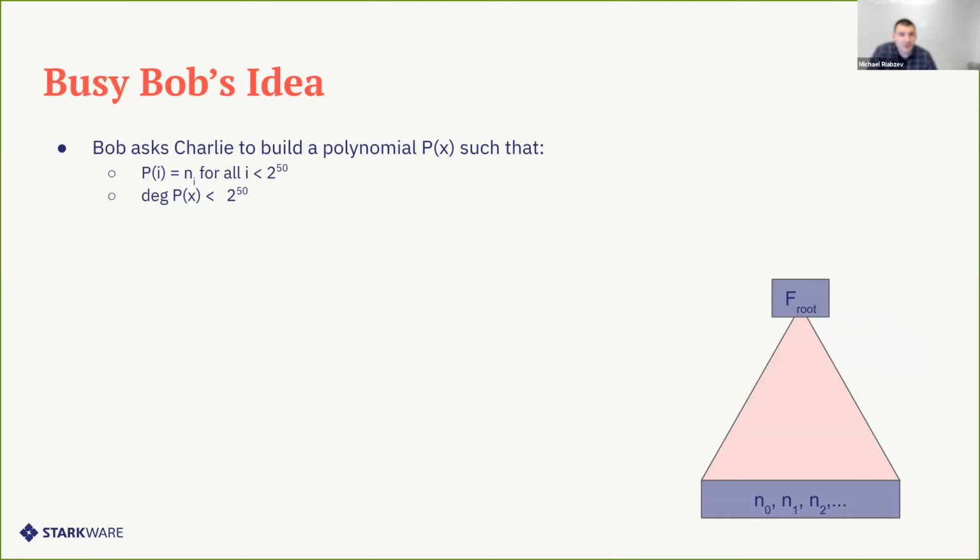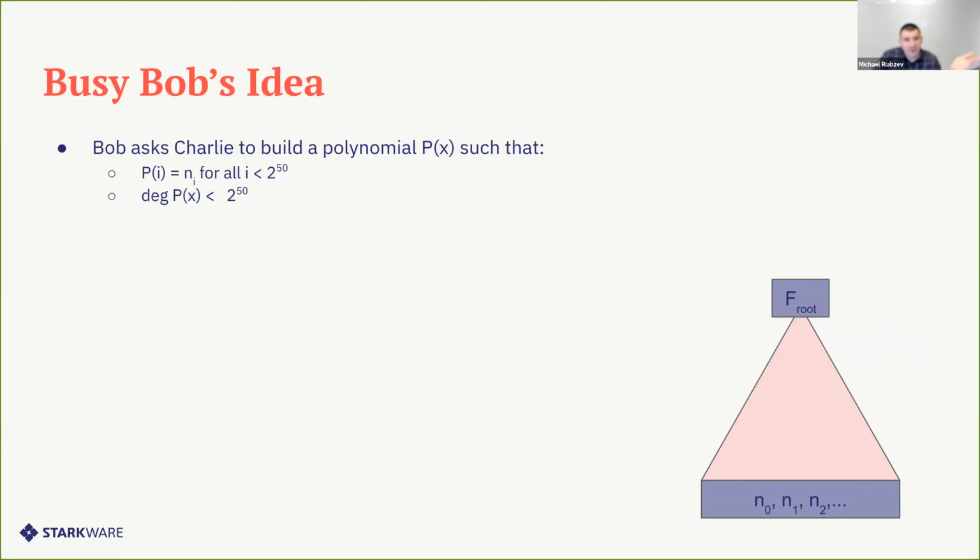So Bob asks Charlie to think about the input as values of a polynomial. What Bob asked Charlie to do is to interpolate a polynomial such that P of i is equal to the ith number Alice provided.